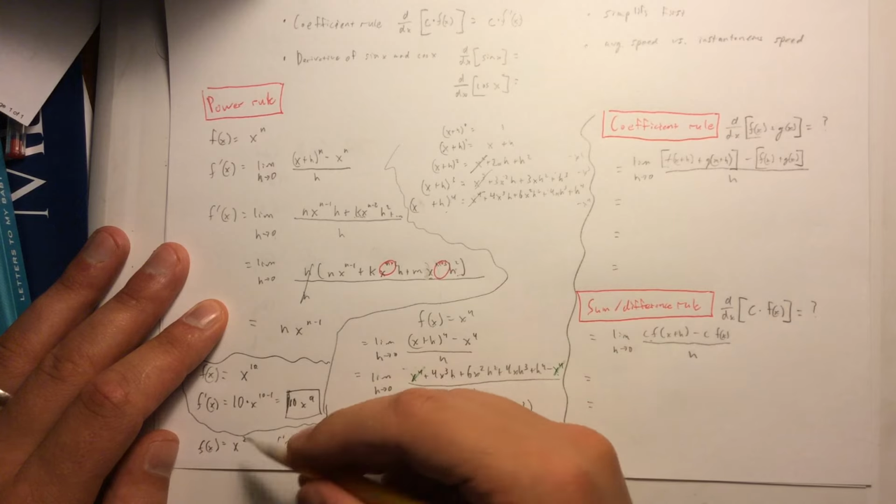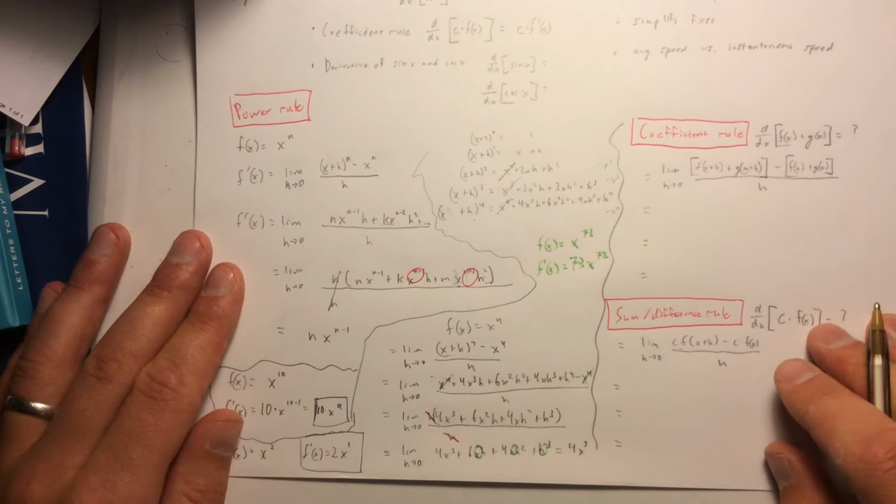Let's see here. If f of x is x to the 73rd, f prime of x is 73x raised to the 72nd power. Just that easy. Yeah, you're groaning now. I can hear you.